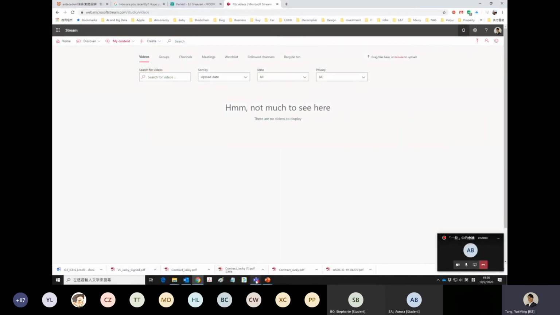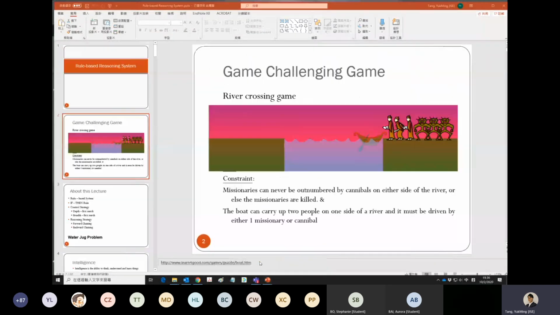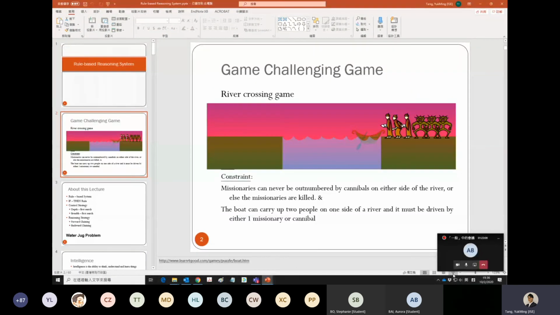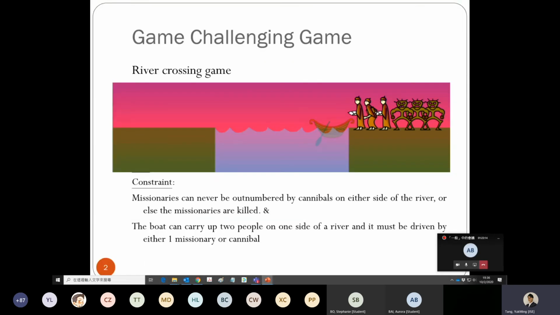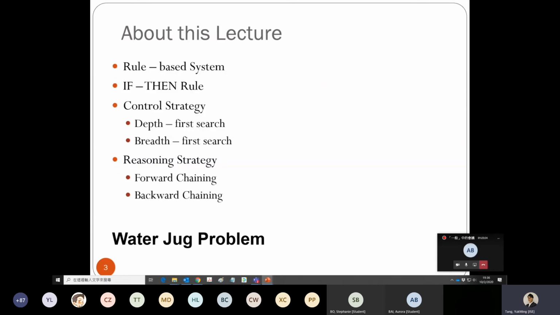Remember the answer, because after you finish this lesson, you need to complete the first assignment. This question is your assignment. But how to complete this question? I'll tell you what kind of approach you need to apply later. In this lecture, I'll talk about the rule-based reasoning approach. That means in your assignment, you need to complete this game by using the rule-based reasoning approach.